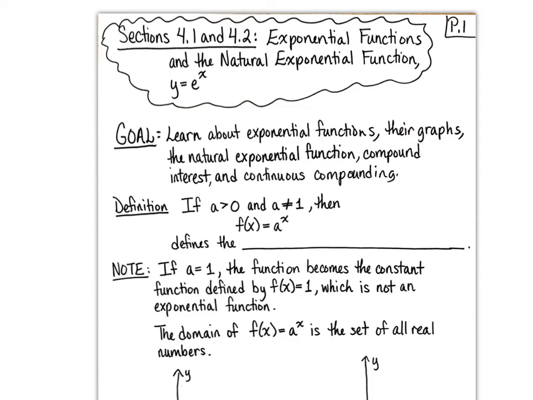Today we're going to be talking about exponential functions and the natural exponential function called y equals e to the x.